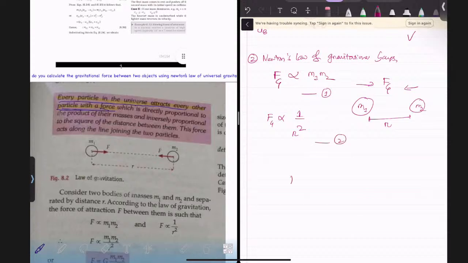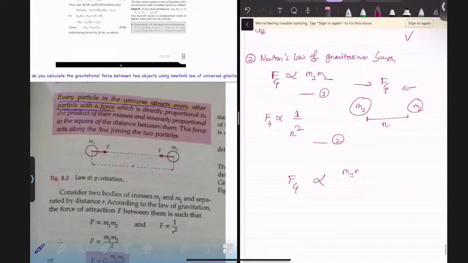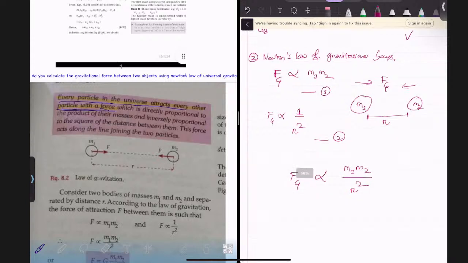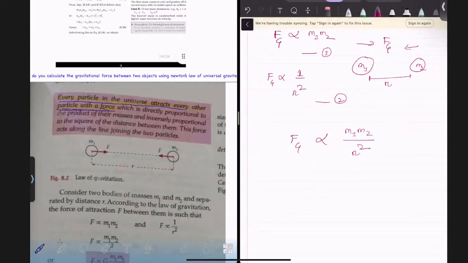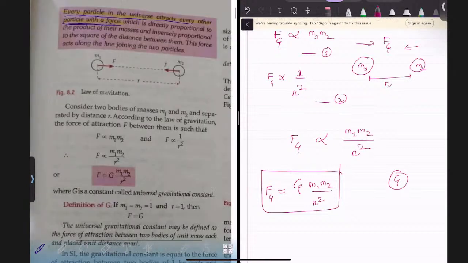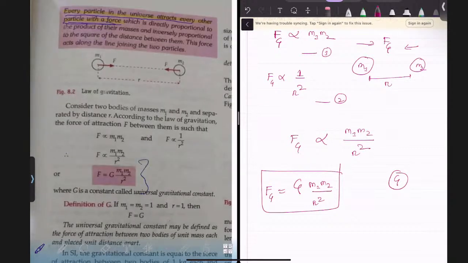Okay, so Fg is proportional to m1 and m2. So Fg is proportional to m1 into m2 upon r square. So ये proportional हटाने के लिए, you guys know that to remove the proportionality sign, we add a constant. We add a constant to every equation. So the constant here we will be adding is capital G. So Fg is equal to capital G m1 m2 upon r square. So this is the formula, guys. Fg is equal to G m1 m2 by r square.